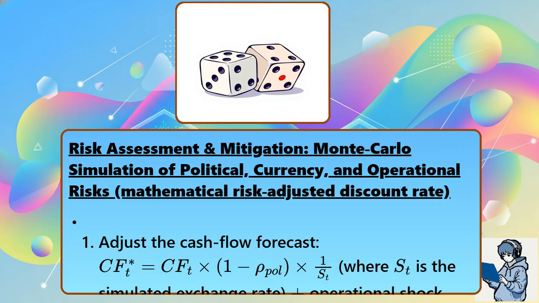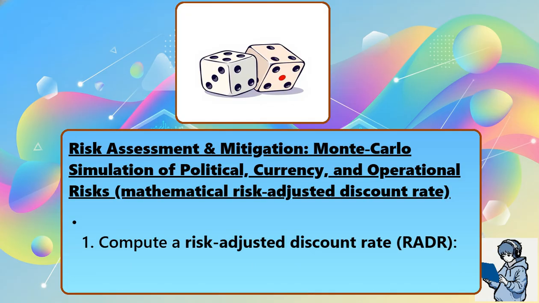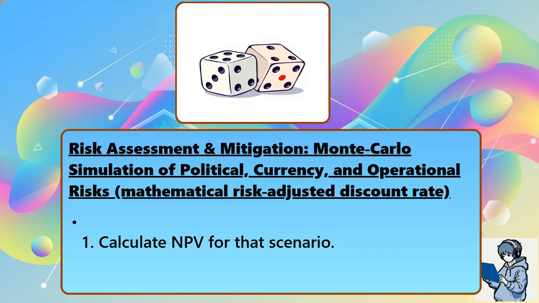Adjust the cash flow forecast: CF_t star equals CF_t times 1 minus rho sub-pol times 1 over S_t, plus operational shock. Compute a risk-adjusted discount rate, RADR. R sub RADR equals R sub risk-free plus beta times ERP plus rho sub-pol plus rho sub-cur plus rho sub-op. Calculate NPV for that scenario.